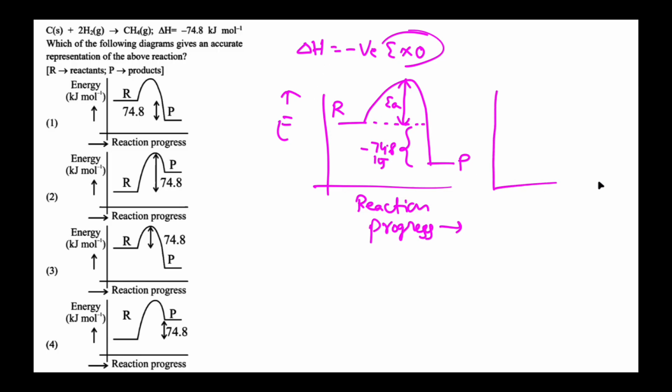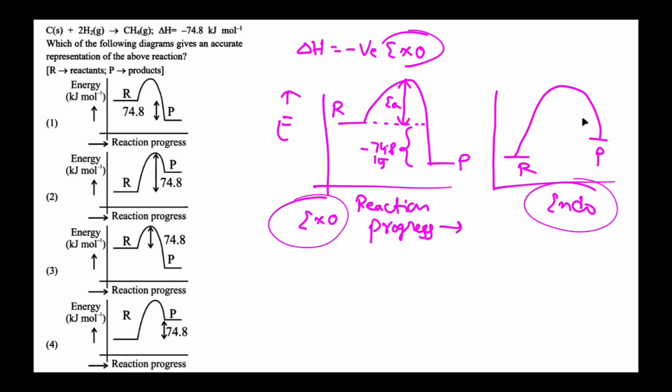If it is an endothermic graph, this is the endothermic graph. These are the reactants, these are the products. This is the endothermic graph, this is the exothermic graph. In endothermic, products have more energy than reactants. In exothermic, products have less energy than reactants. The energy change here is minus 74.8 kilojoules per mole. So out of these four options, the correct representation of the graph is option 1.